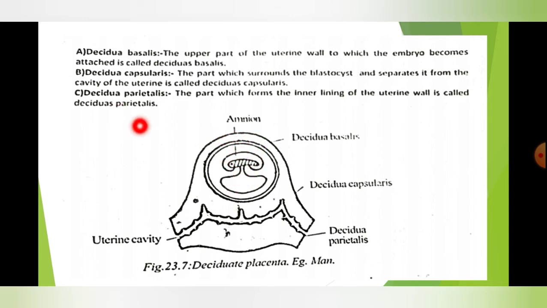Decidua parietalis, here you can see this is decidua parietalis. It is the part which forms the inner lining of the uterine wall. The layer that forms the inner lining of the uterine wall, we call decidua parietalis.